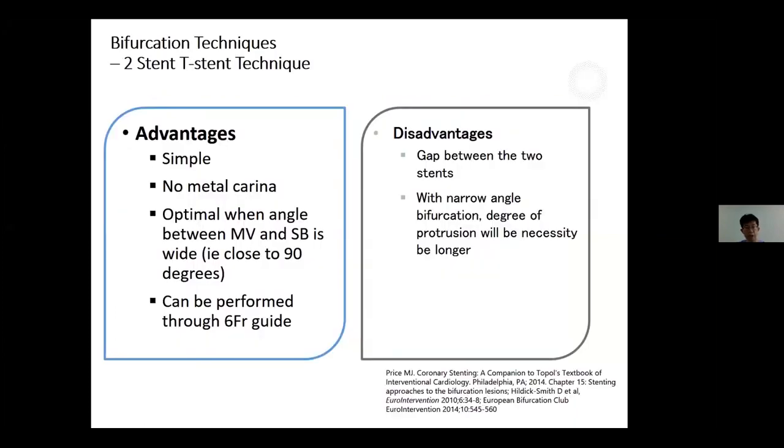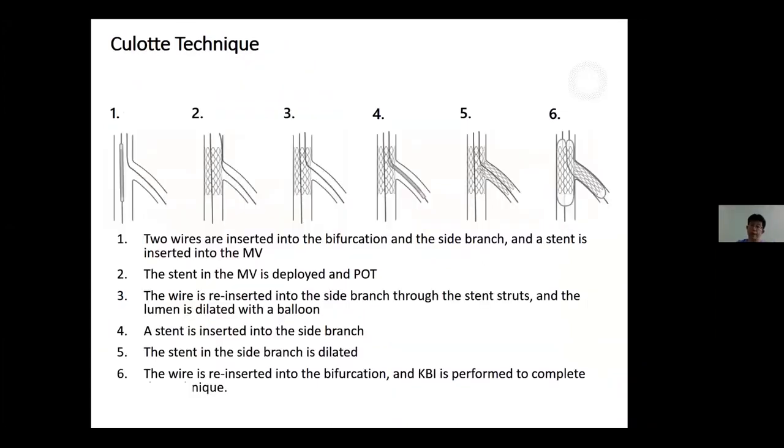This is the T-stent technique. The advantage is that it is simple and there is no metal carina. But the disadvantage is the risk of a gap between two stents. It means that if the separation angle is large, the ostium of the branch has no metal coverage, and there is a risk of ISR. Unlike culotte stenting, where the good advantage is full coverage of the ostium of the LAD or circumflex.